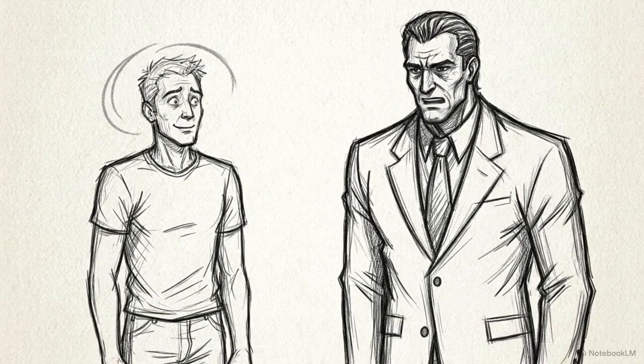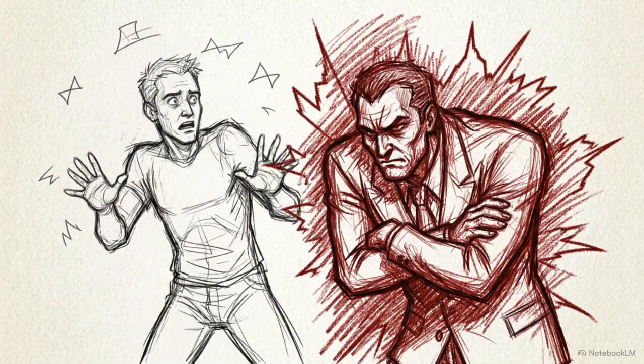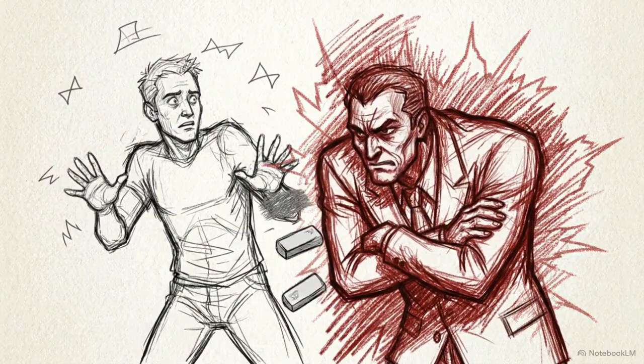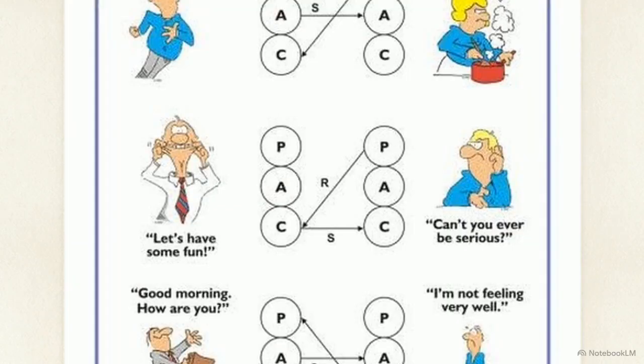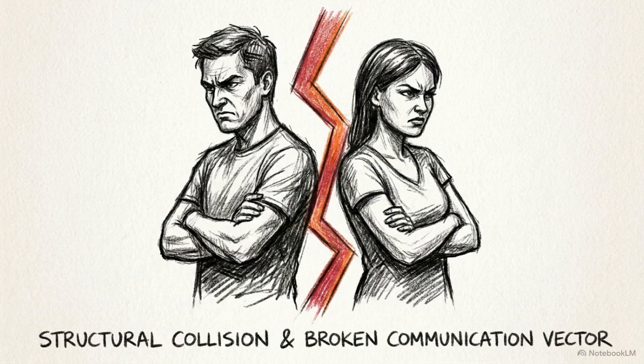The core anomaly in this system is the crossed transaction. This is the exact mathematical point where communication completely breaks down. Look at the middle diagram here. A person in the child state asks to have fun, addressing the other's parent, but they receive an unexpected critical response directed at their child state. Because the response comes from an unaddressed ego state, the visual vectors cross, instantly halting the original subject of communication. Interpersonal conflicts are rarely about the topic discussed. They are structural collisions caused by crossed communication vectors.